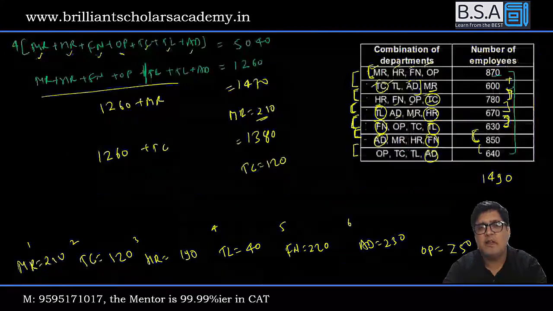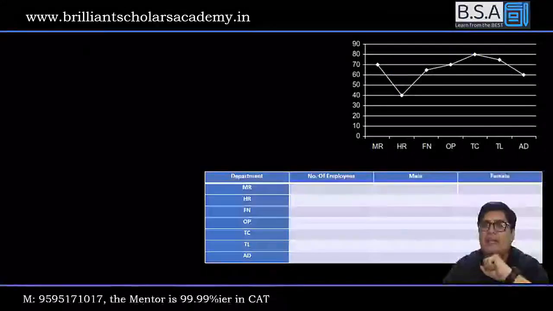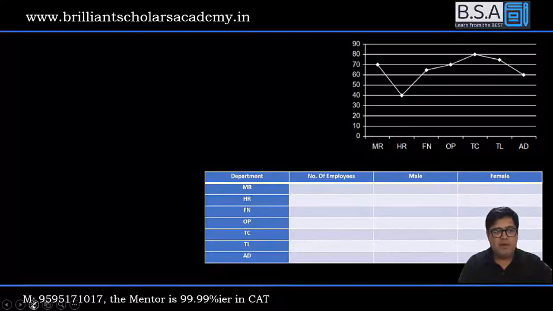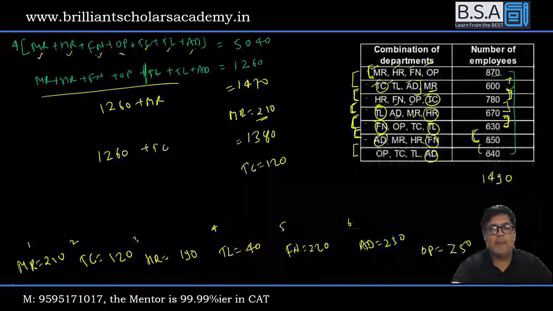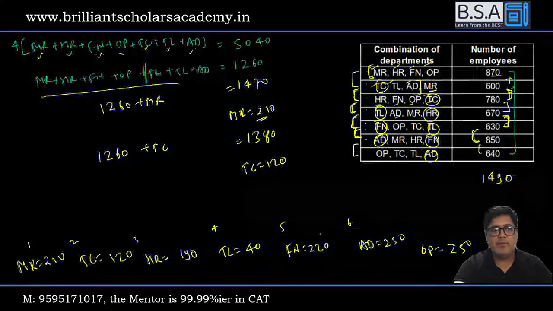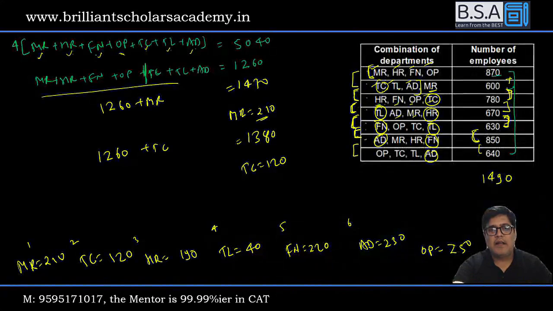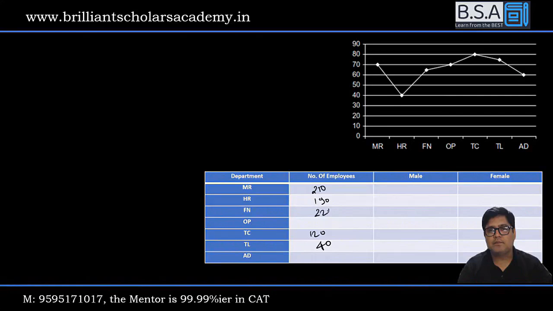So before you start answering questions, you have to perform this analysis, work with these numbers, and then form a table like this. So you guys will tell me the exact number of employees: MR 210, TC 120, HR 190, TL 40, FN 220, 230, 250. Which one was? AD was 230, OP 250. So now what you have is in MR, 70% are male.